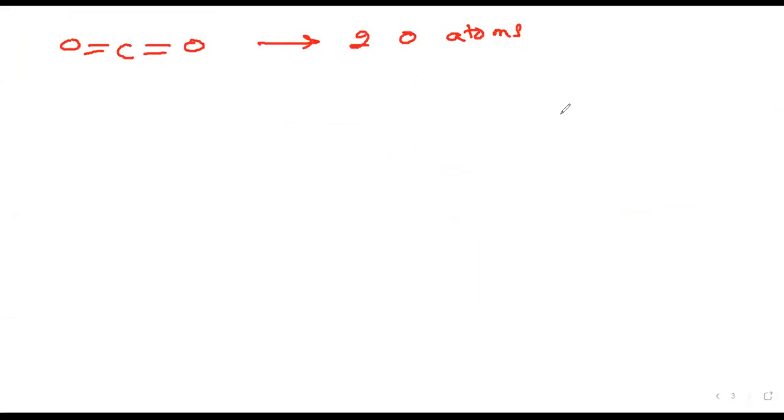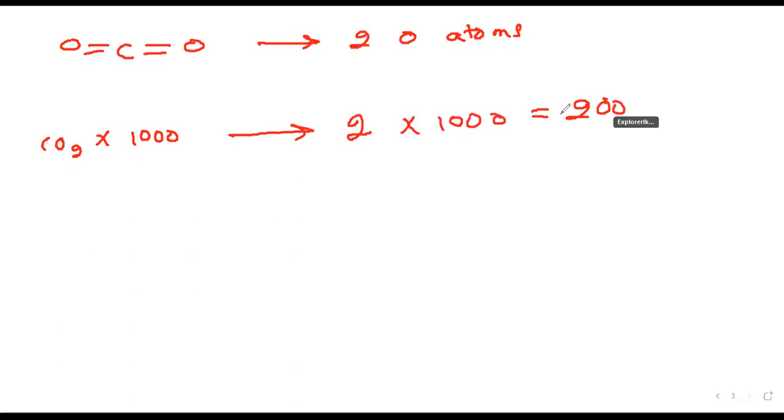Just imagine you take 1000 carbon dioxide molecules. One carbon dioxide molecule contains 2 oxygen atoms. In 1000 molecules, how many oxygen atoms will you find? 2000 O atoms, because 1 carbon dioxide molecule has 2 atoms of oxygen.